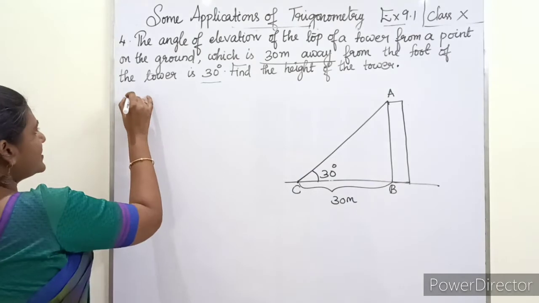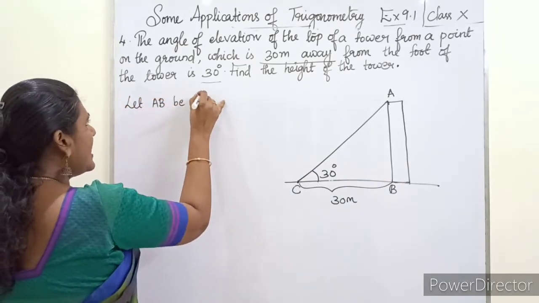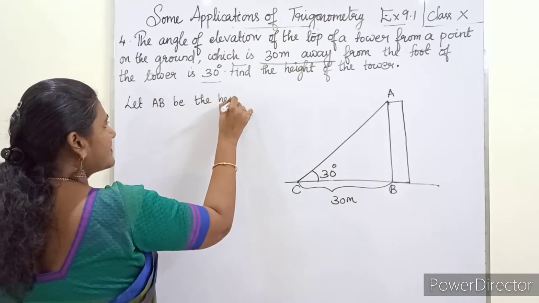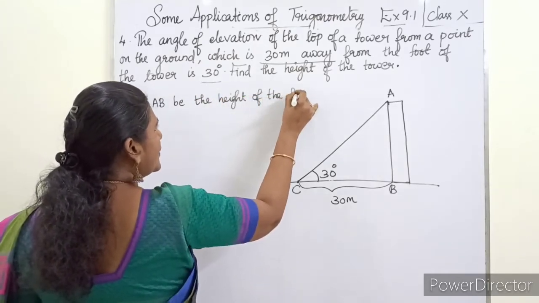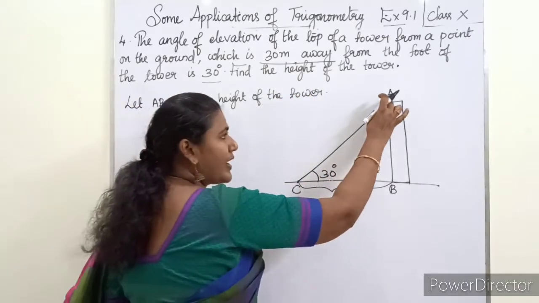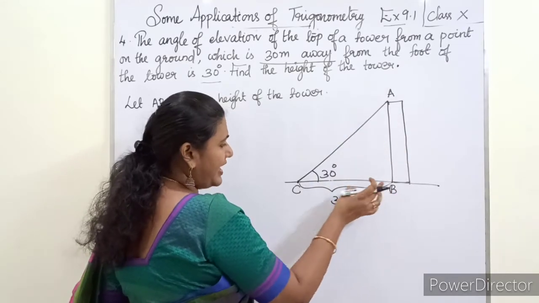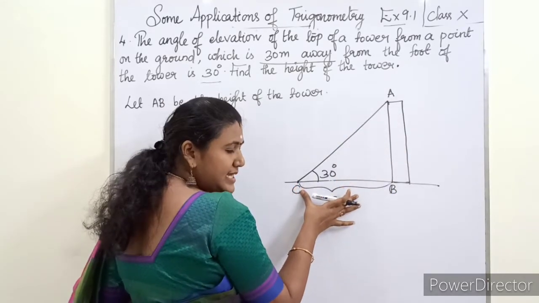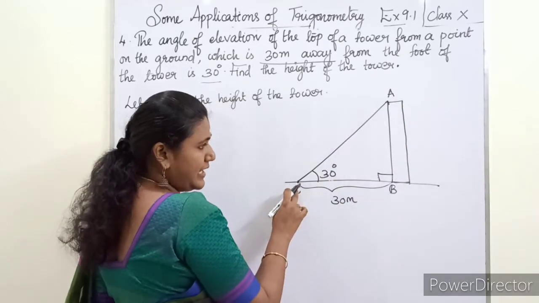So first we will write what is AB. So let AB be the height of the tower. Now you see here we have to find the AB length, this height AB we have to find. This side BC is given. So you consider this right angled triangle ABC.